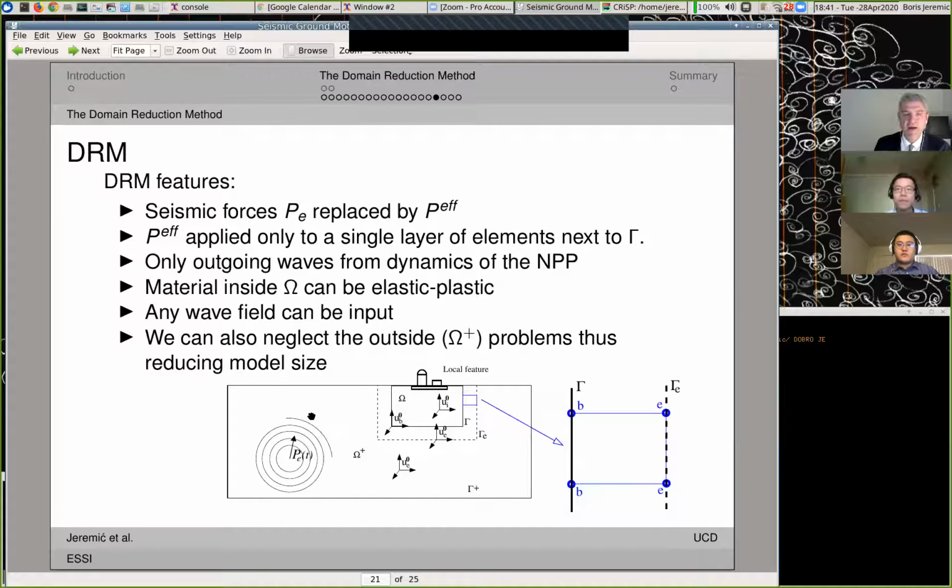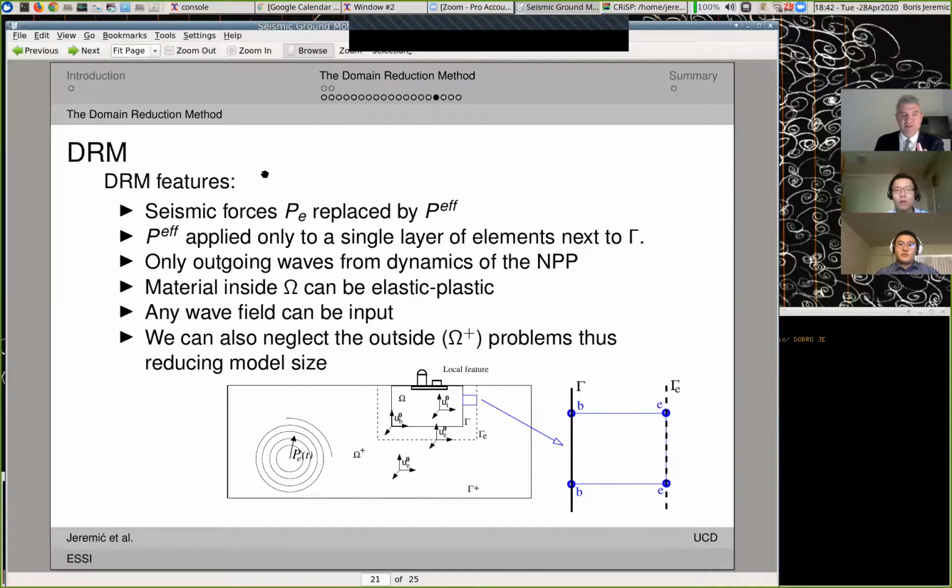Fair enough. Because we did this change of variables on the outside, we have not made any assumptions of what material we can have inside. Outside has to be linear elastic, but inside can be elastic plastic. There's no reason why it should not be elastic plastic inside. And because we can have any free field we want, we can solve that. We'll talk about it next time. We can even measure it. Any wave field can be input. And I'll show you a few examples.